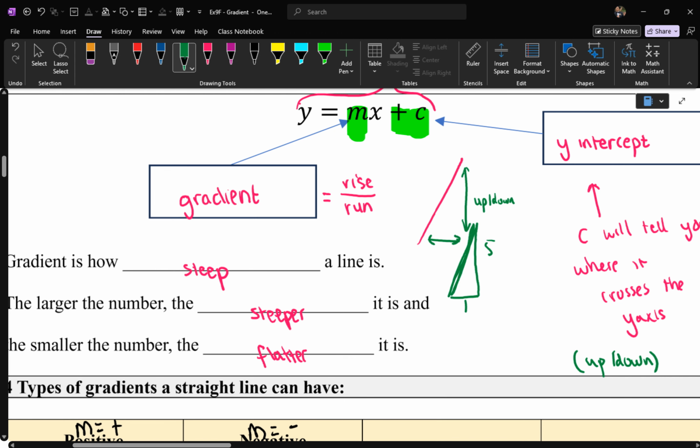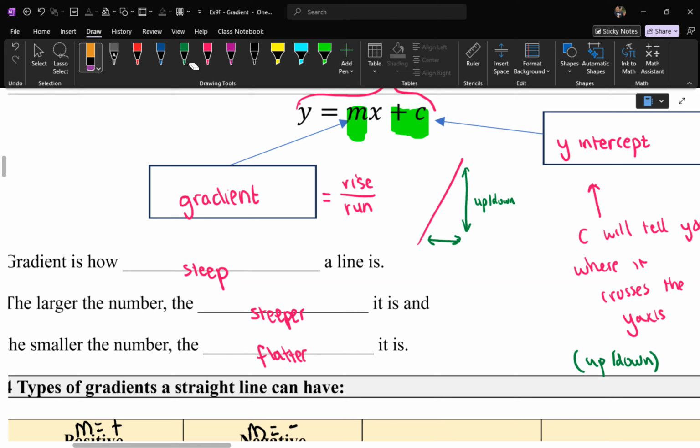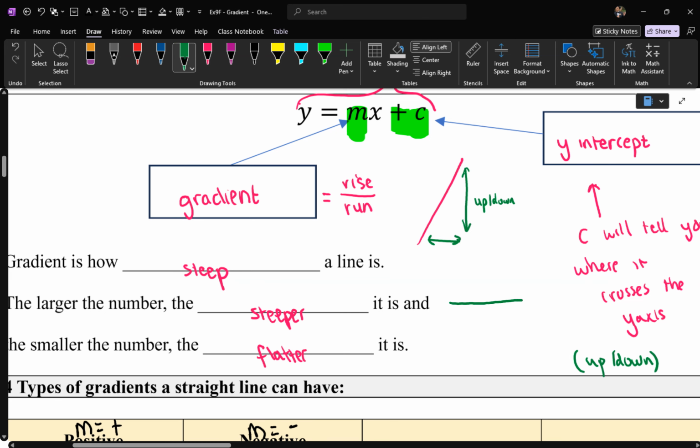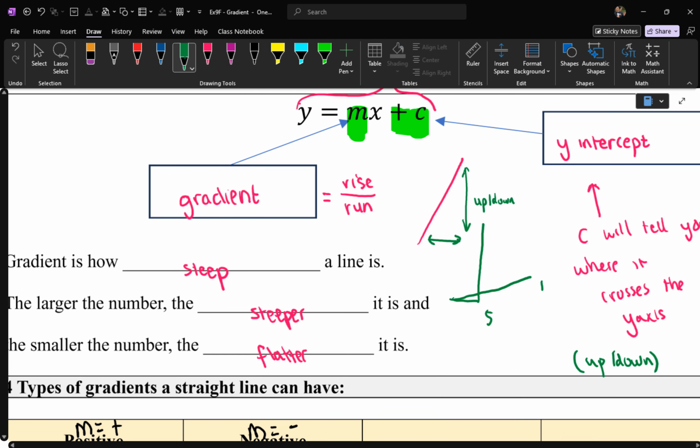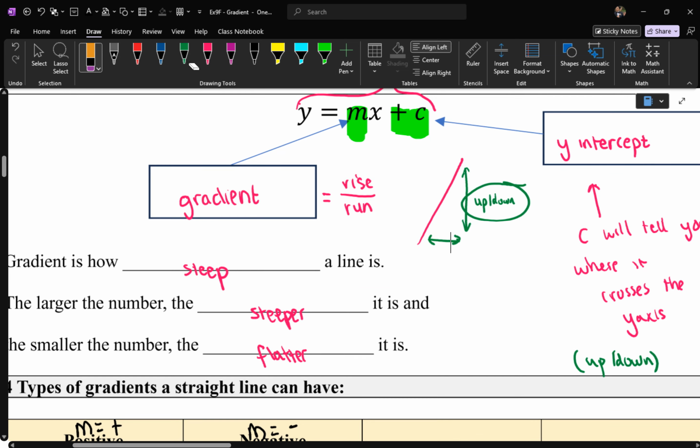The gradient's very steep, okay? Whereas if I did it the other way around, if I walked 5 steps across and I only went up 1 step, can you see how the line is flatter? The gradient is really flat. So that line versus say 1 across and 5 up, well, clearly this second line is much steeper. So how do you determine the steepness of a line? Well, the larger your vertical numbers, the bigger your gradient is, right?